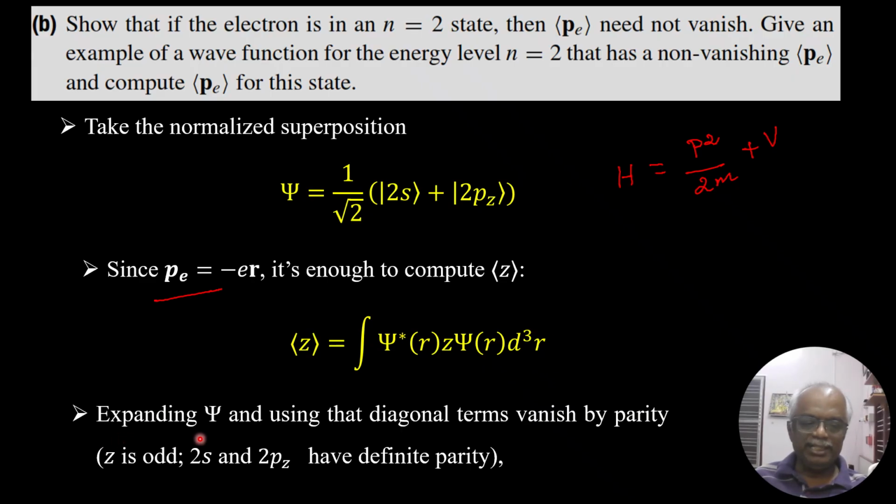So expanding psi and using the fact that the diagonal terms vanish by parity. That is, Z is odd, and 2s and 2pz have definite parity. This diagonal element is zero. That means psi 0 0, psi 1 1, and psi 2 2 diagonal elements will be zero. So we need to worry about the non-diagonal element.